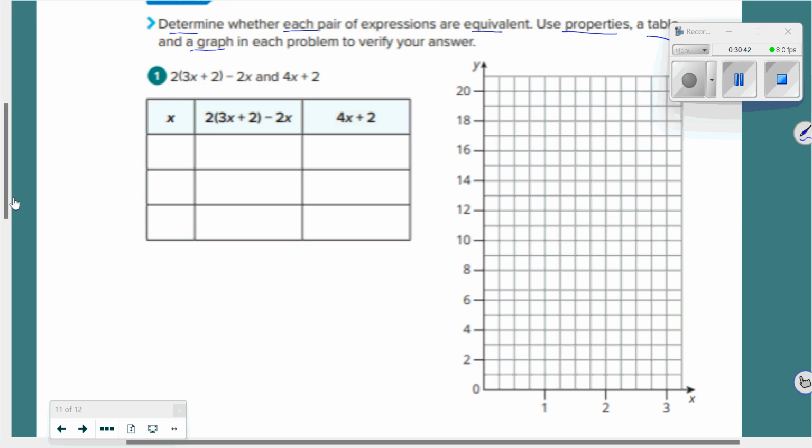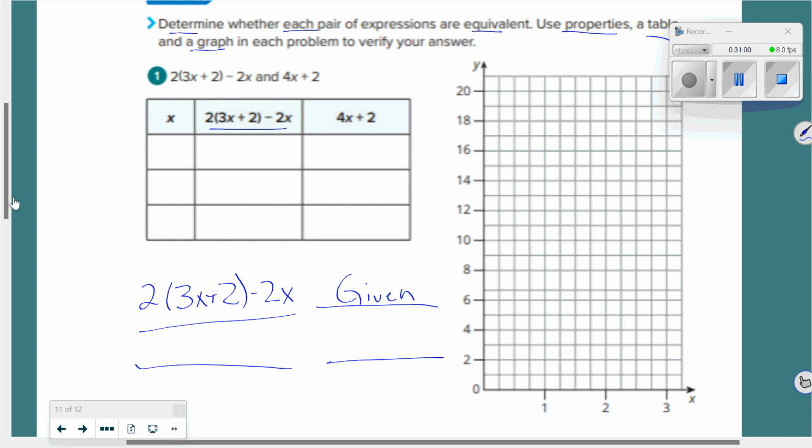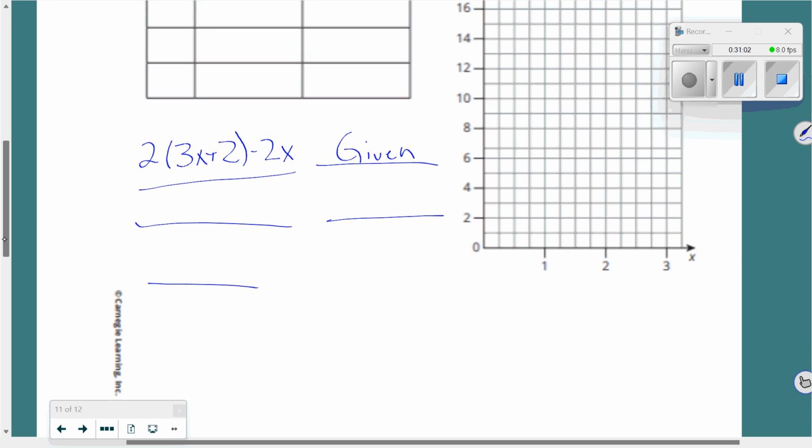When we're doing the properties, I'm going to start in the unsimplified version. So that's going to be my given. So here I would write 2 times 3x plus 2 minus 2x. And this is my given. Then you're going to need to do something to them. Tell me what property you use. Then you're going to put them together. Tell me what you're doing. Just like we did on the previous pages. So I would add that into your notes.